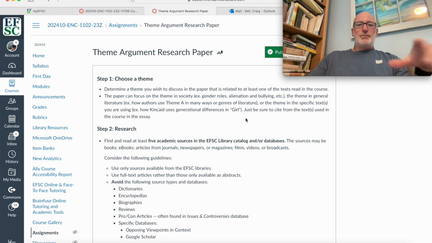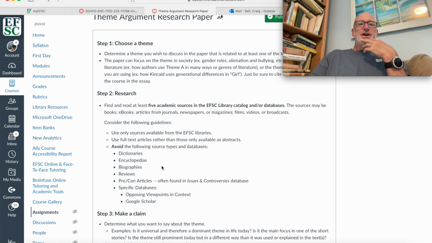However, now we move into the research part. Find and read at least 5 academic sources in the Eastern Florida State College library catalog and/or databases. The sources may be books, ebooks, articles from journals, newspapers, magazines, films, videos, or broadcasts. Any of those are fine. This is not a YouTube search. It is a library search. Use only sources available from the Eastern Florida State College libraries. It has to be accessed that way.